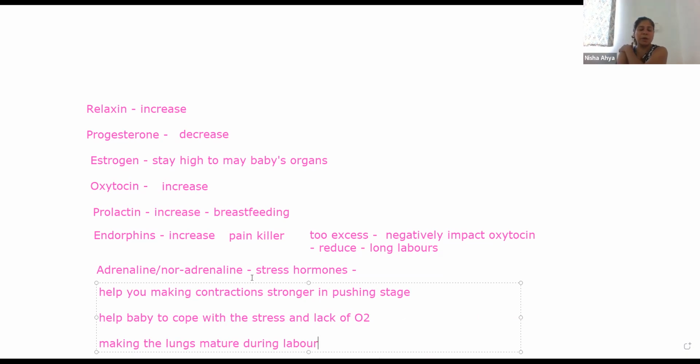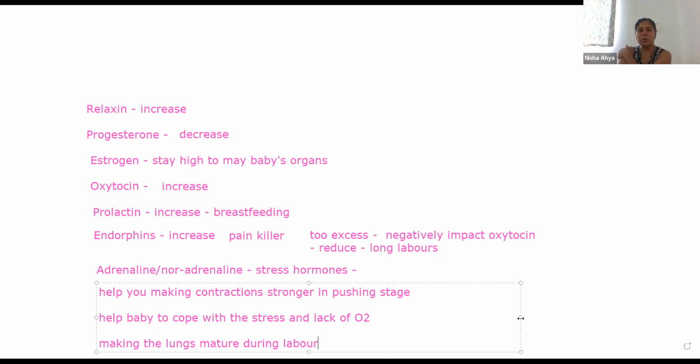Yes, as the mother is releasing adrenaline, the baby is also releasing adrenaline. So in the mother, the contractions will become stronger in the pushing stage, so you can push more efficiently. In the baby, the adrenaline that is released will help the baby cope with the stress and lack of oxygen, and it will also make the baby's lungs mature.